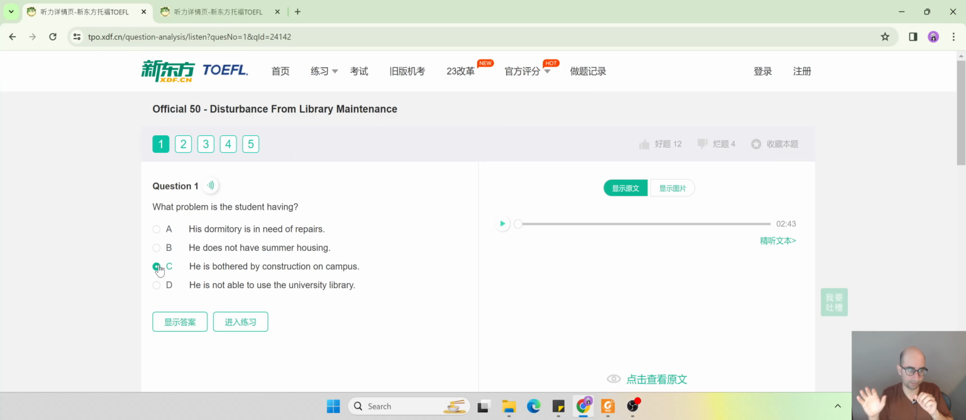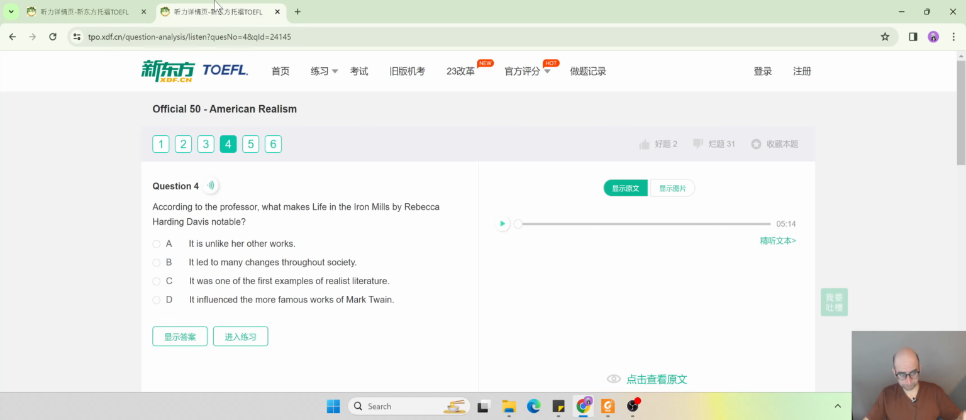If you want to be on the safe side, you could check D really quick. Obviously, that's not the answer. It has nothing to do with the library. So yeah, and then move on. Let's take a look at another one.